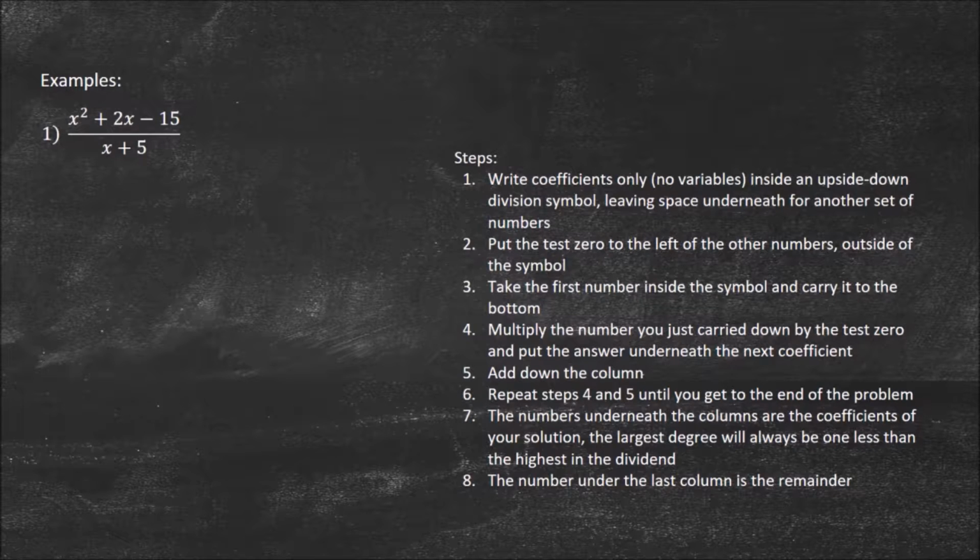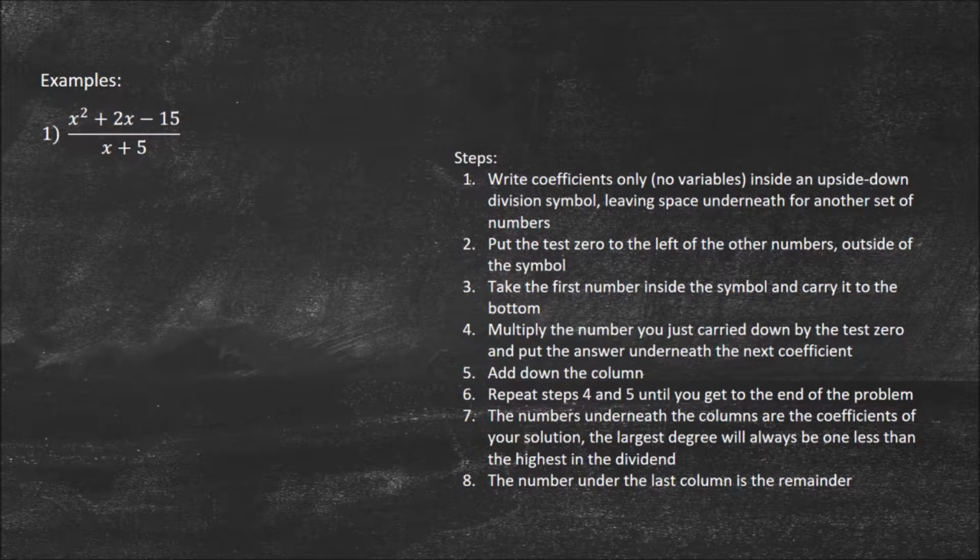Alright, so in this example we have x squared plus 2x minus 15 divided by x plus 5. And we have our steps right here on the right hand side. If you want to write these down, it might help you. It's a good process to get used to. So, can we use synthetic division? Well, we're dividing by a linear term, x plus 5, so we can indeed do synthetic division. And if we can do synthetic division, we want to do synthetic division. So that's what we're going to do.